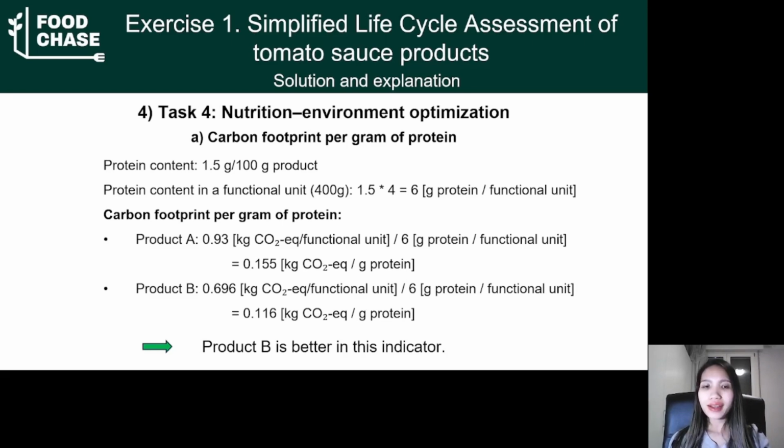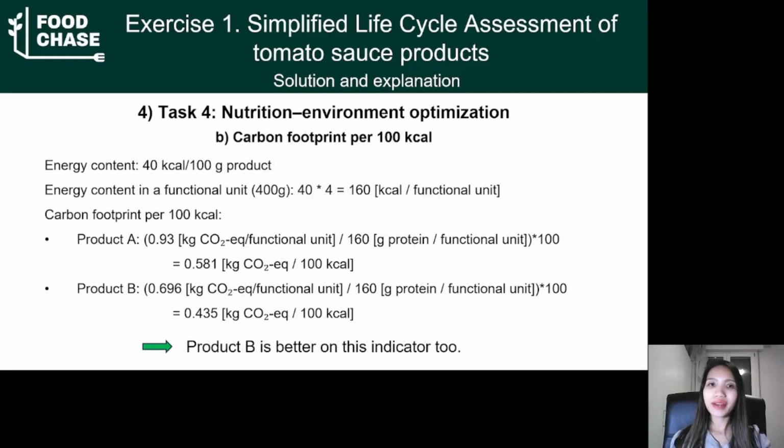For product A it is equal to 0.155 kilogram CO2 equivalents per gram of protein, while in the case of product B it is slightly lower, which is 0.116 kilogram CO2 equivalents per gram of protein. So with this indicator, we see that product B is better.